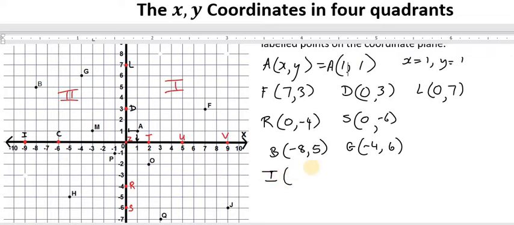Let's look at point I. So remember, every point has to have an x coordinate and a y coordinate. So this point is found on the x-axis. So its x coordinate is -9. What do you think its y coordinate will be?